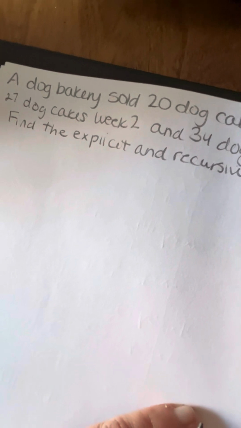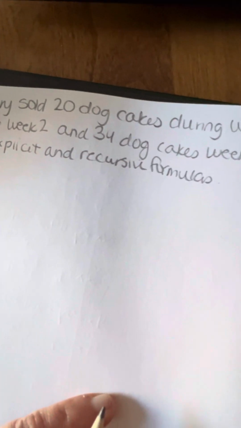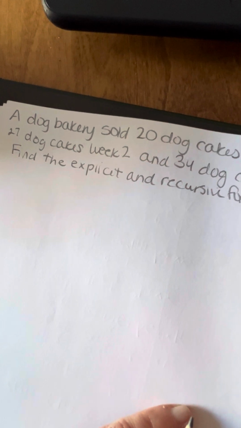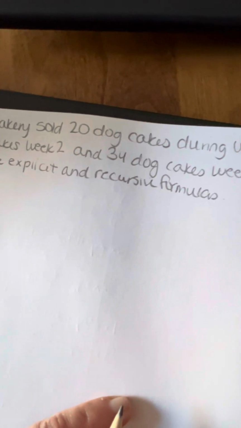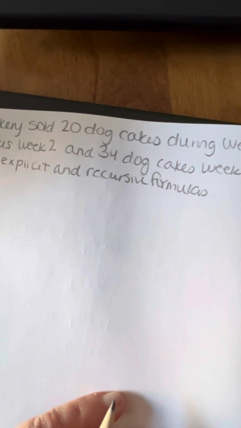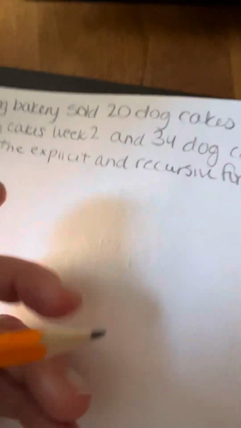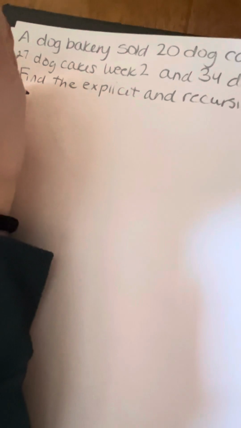So we are looking at a dog bakery that sold 20 dog cakes during week 1, and then 27 cakes sold during week 2 and 34 dog cakes sold in week 3. So we're looking to find the explicit and the recursive formulas for both of those. So we are going to look at what is happening with the problem here.